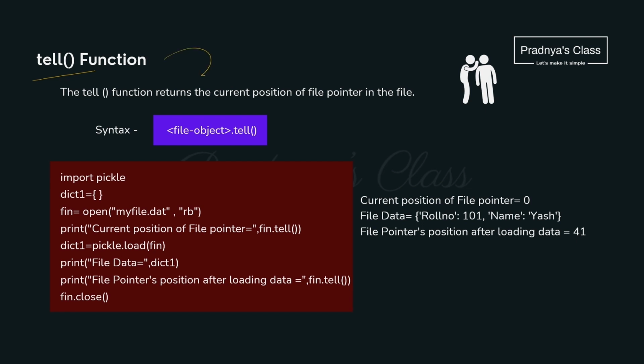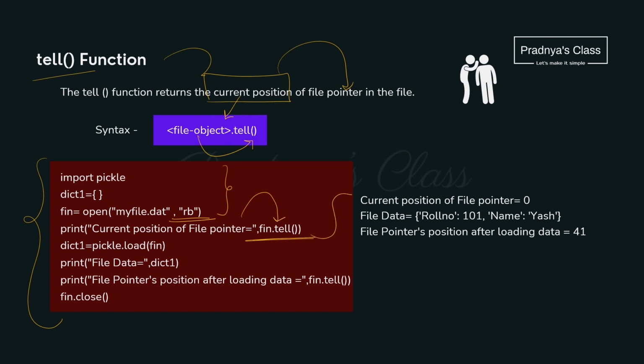It returns the current position of the file pointer in the file. Follow this syntax: fileObject.tell(). Let's check out one simple code to implement this tell function. This code is about opening the file in the read mode. Now I want to check the position of the file pointer. For that we are using the filePointer.tell function.